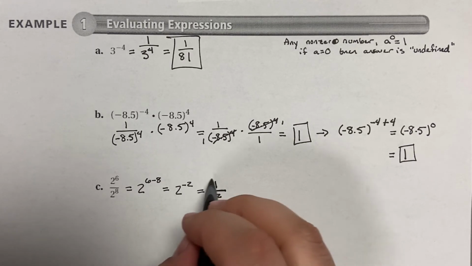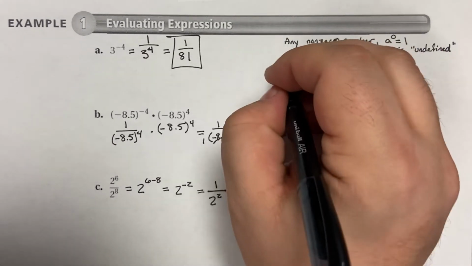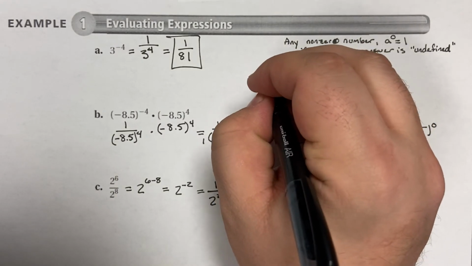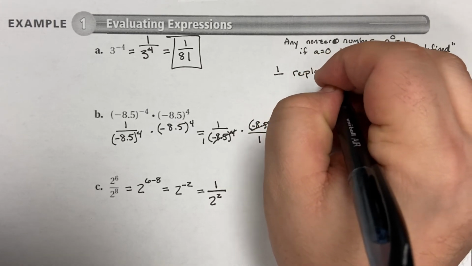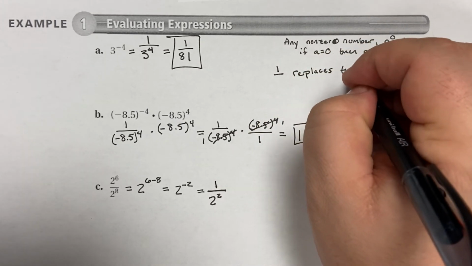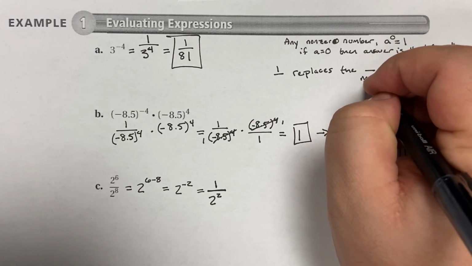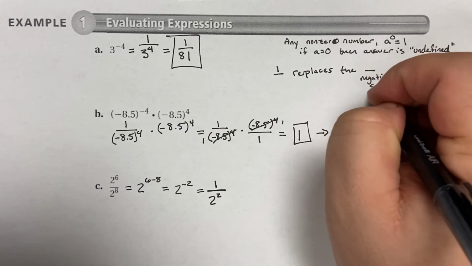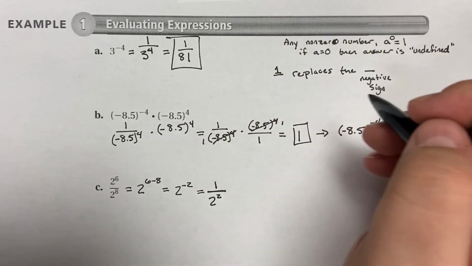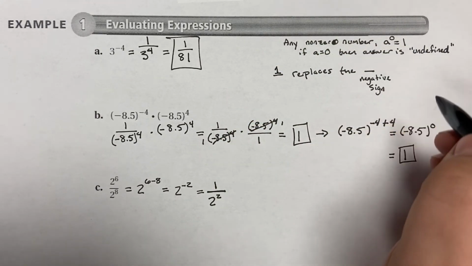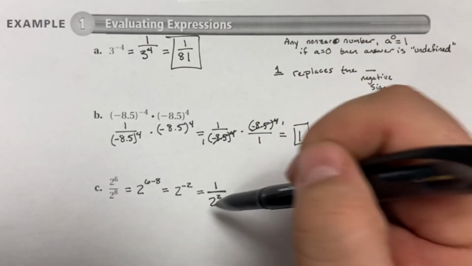This 1 over replaces the negative sign. Let me repeat that: 1 over replaces the negative sign.